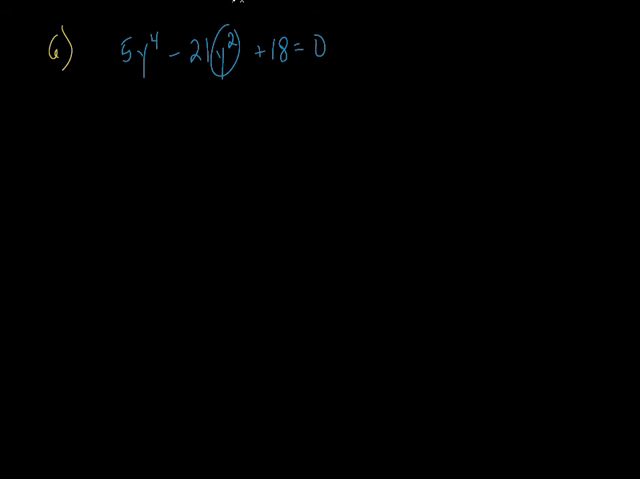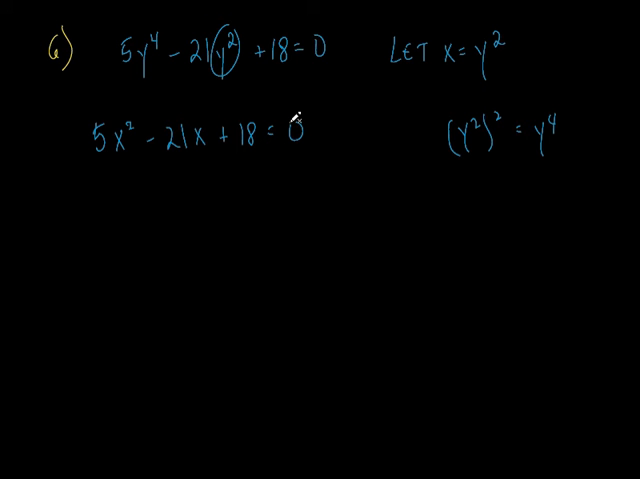So really, what do I want to do? I want to make that into an x. So what do we say? We say let x equal y squared. Yeah? Look at this. Does that work? Because if x is y squared, what is x squared? Well, x squared is the same as y squared squared, right? Which is y to the 4th. So that is x squared, isn't it? So let's write it. Let's write it 5x squared minus 21x plus 18 equals 0.